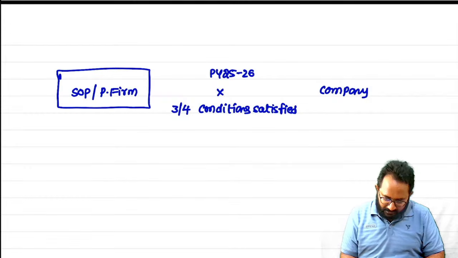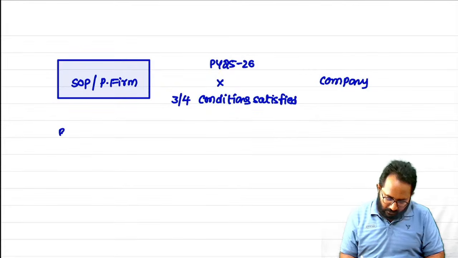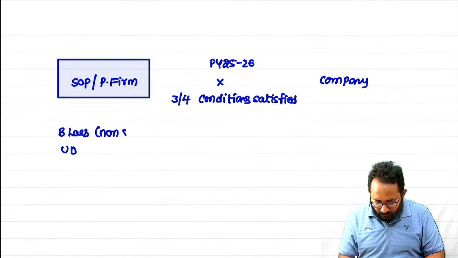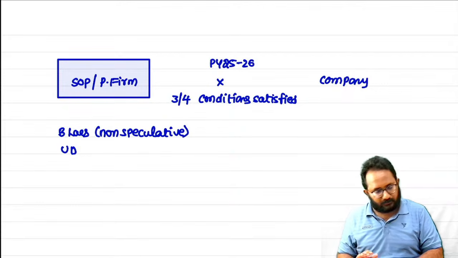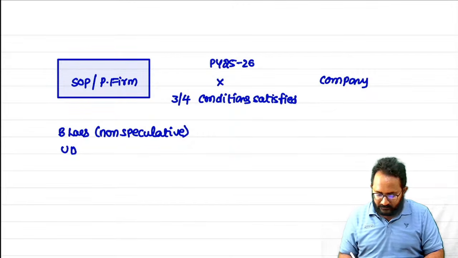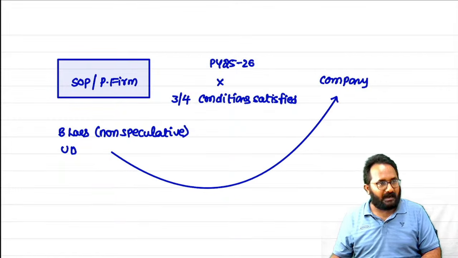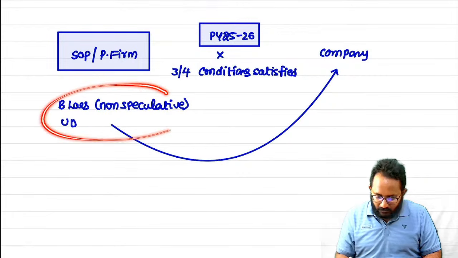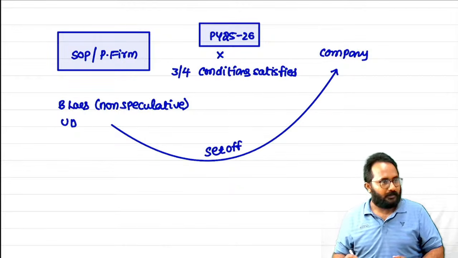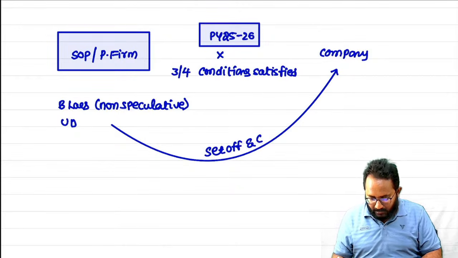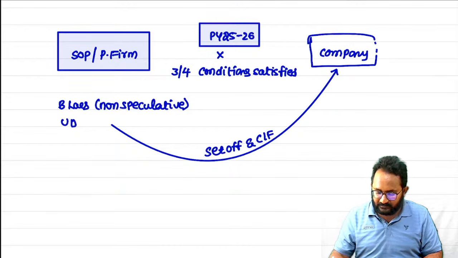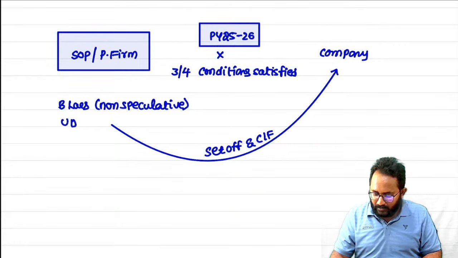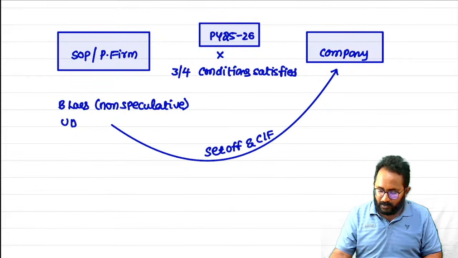If the sole proprietorship concern has a business loss or unabsorbed depreciation, business loss means non-speculative, normal business losses, not speculative business loss. This loss we can carry forward and set off in the hands of the company during this year. If excess loss is there, the successor can carry it forward to the next year. Simply, the predecessor's losses can be set off by the successor, and any excess can be carried forward.